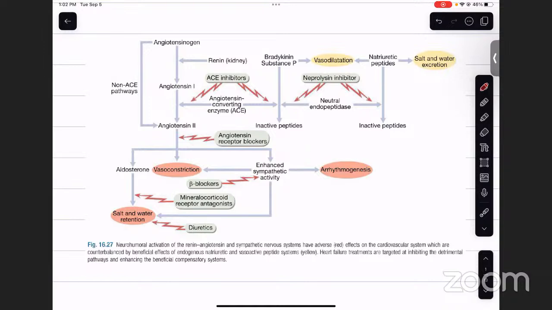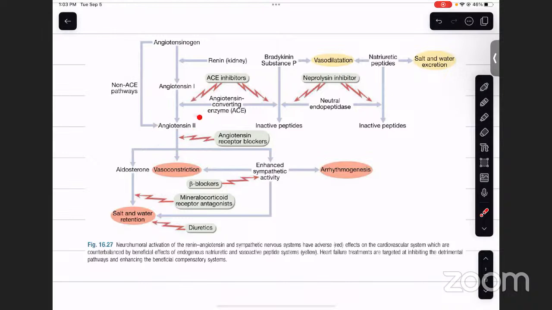These are the neurohormonal changes in heart failure. Here you can see the activation of the renin-angiotensin-aldosterone system and enhanced sympathetic activity. Because of reduced cardiac output, there is reduced renal blood flow, also reduced renal plasma flow. There is activation of renin by the juxtaglomerular apparatus, which converts angiotensinogen into angiotensin 1, and then it is converted into angiotensin 2 by the action of angiotensin converting enzyme, ACE.